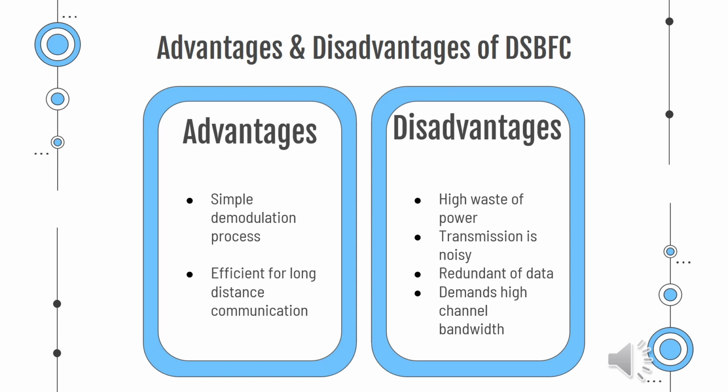However, it is accompanied by a lot of disadvantages, which are: it has high power waste, and the transmission is noisy, it has redundant data due to double sidebands, and also it demands high channel bandwidth.